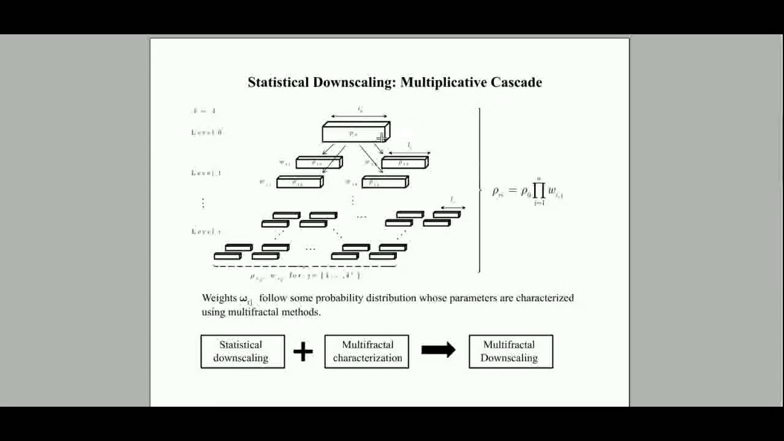So at level 0 we had this resolution for the initial value, and then the size of these subdivisions is now smaller, which increases the resolution. We can repeat this process R times, so that R is the scale or the level at which we desire the information to be. Therefore, putting together statistical downscaling and a probabilistic characterization of these weights, which is given in a multifractal fashion, we obtain a multifractal downscaling technique.